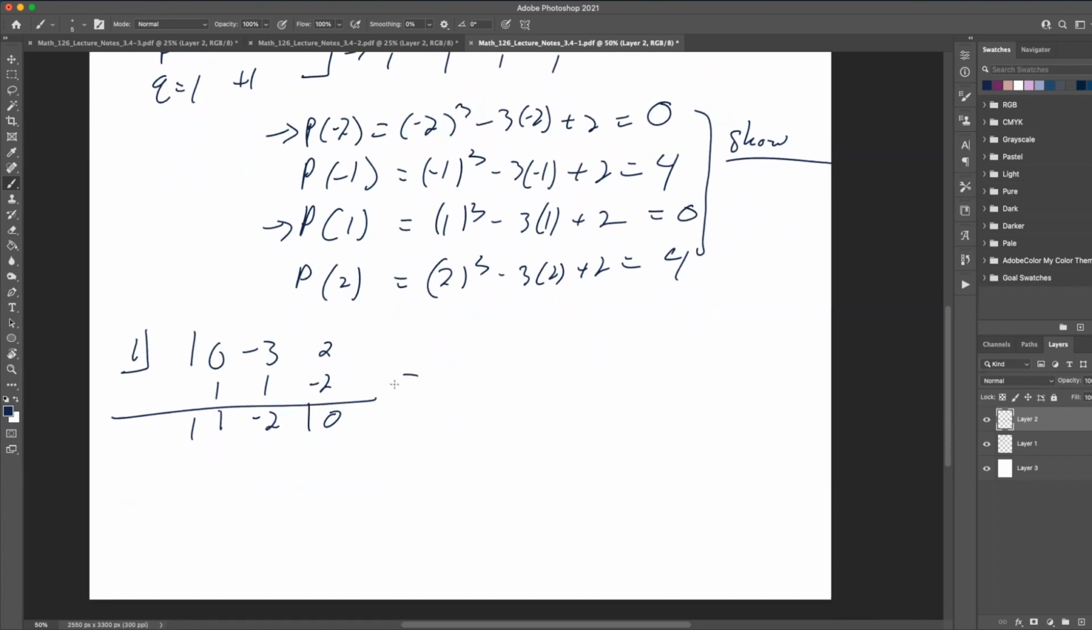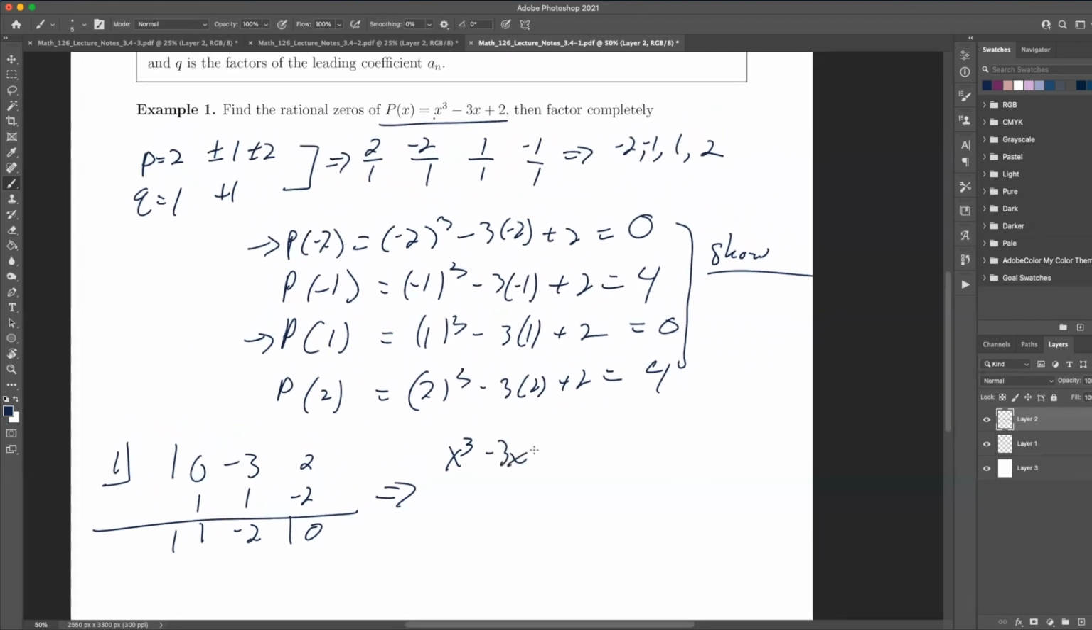And so what does this mean? This means that x cubed minus 3x plus 2 is equal to x minus 1 times x squared plus x minus 2. Remember, what you put here, you have to negate when you pull it out. And then I can just factor x squared plus x minus 2 normally. So that'll be x plus 2, x minus 1.